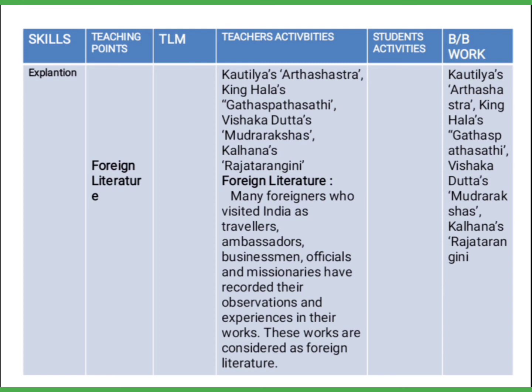Kautilya's Arthashastra, King Hala's Gatha Saptasati, Vishakhadatta's Mudrarakshasa, Kalhana's Rajatarangini, etc. These are the important sources of native literature. So you should explain and write on the blackboard. Then foreign literature: you should explain briefly and you can write the important things on the blackboard. Then students' activities: students are listening carefully or with interest.